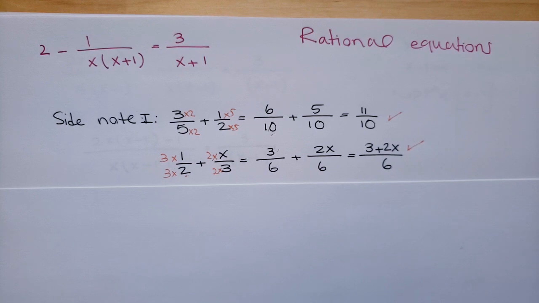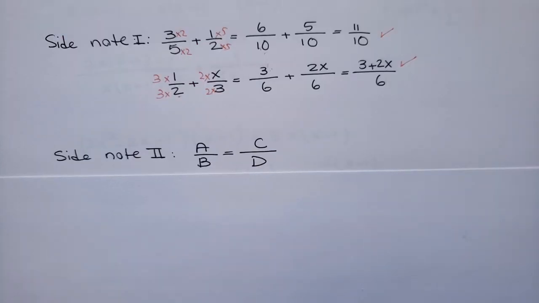So no matter if they are letters, variables or constants, you have to do a common denominator. Side note 2: this is a very handy trick or tool that you will need in order to solve rational equations. But there is a very important condition which should be met before using this tool.